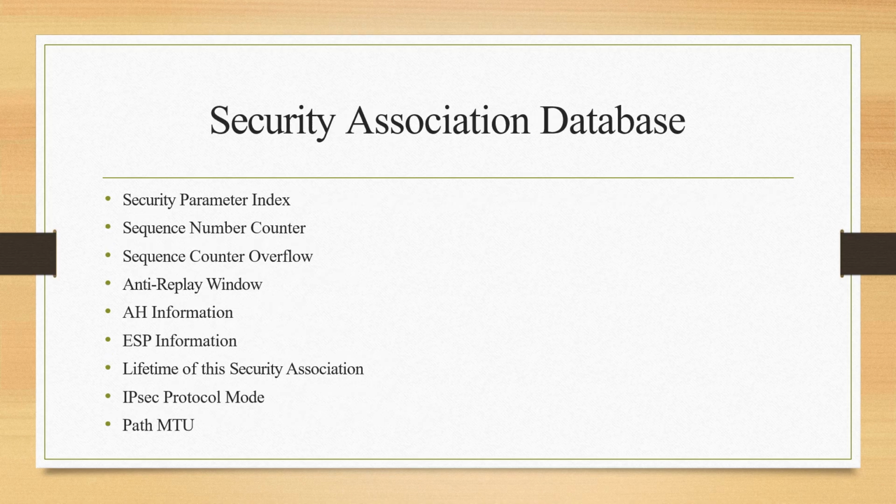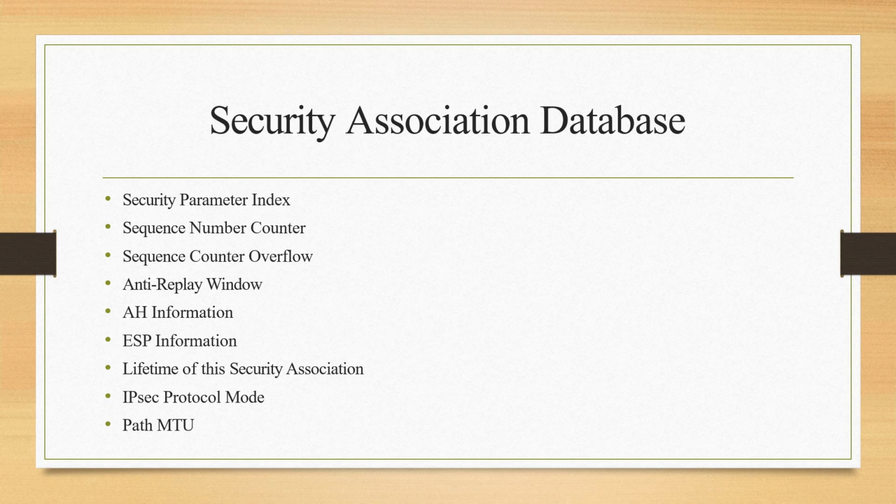Security association database. A database that defines the parameters associated with each SA. A security association is normally defined by the following parameters. The first one is called the security parameter index. This is a 32-bit value selected by the receiving end of an SA to uniquely identify the security association. In an SAD entry for an inbound SA, the SPI is used to map traffic to the appropriate security association.